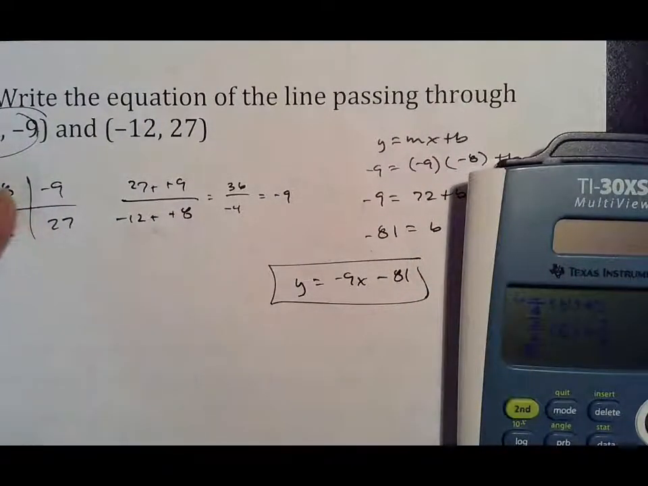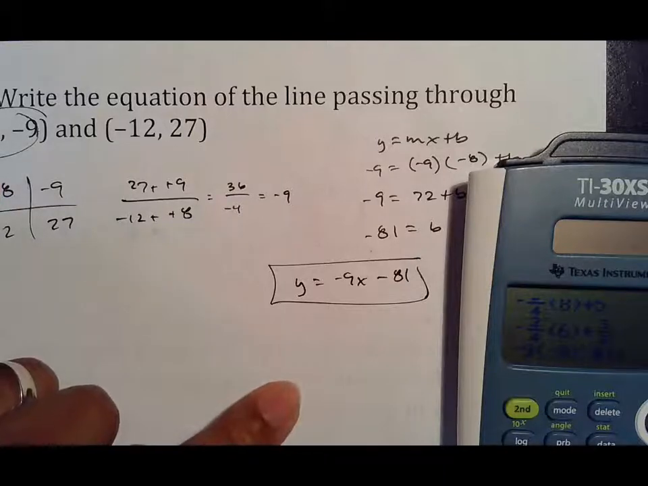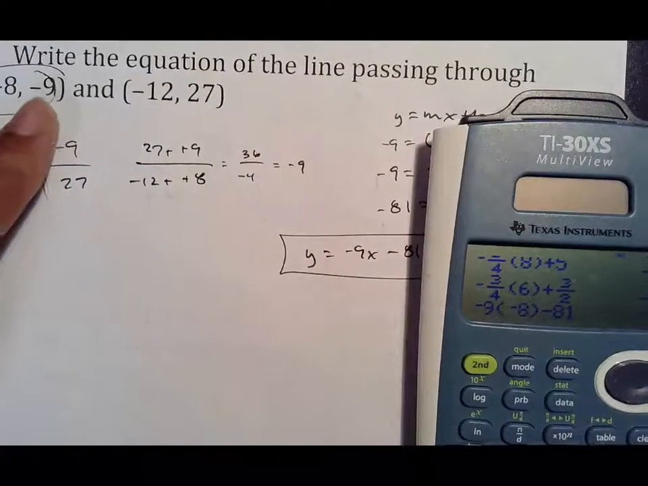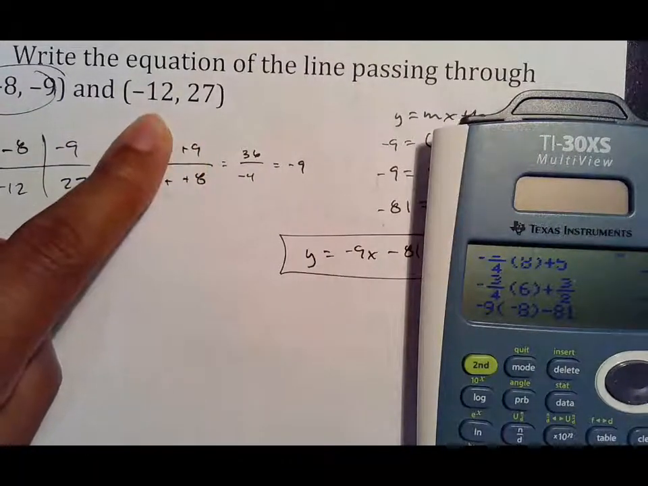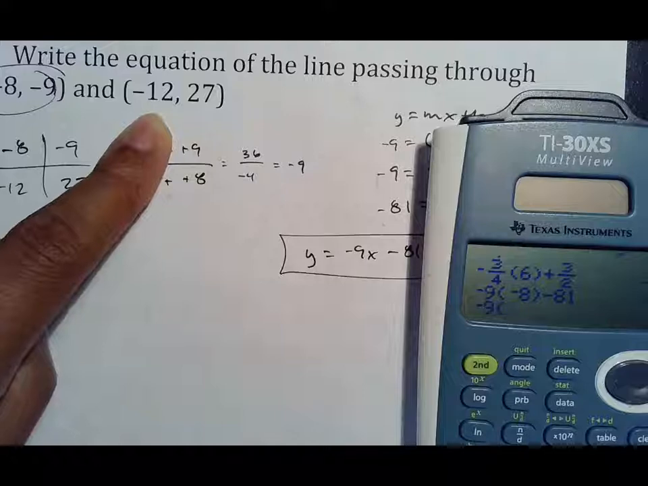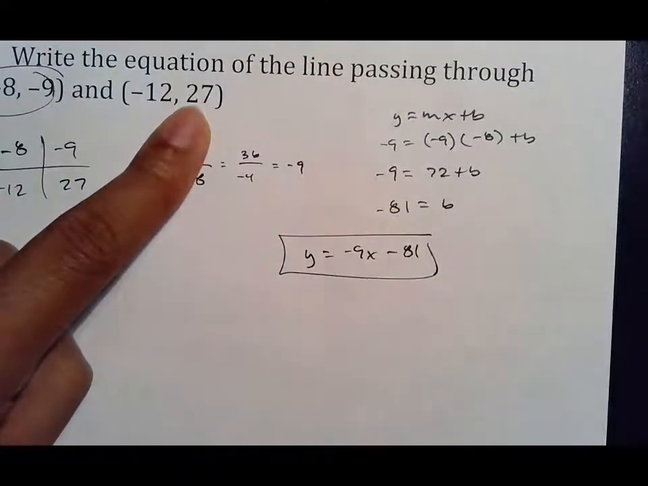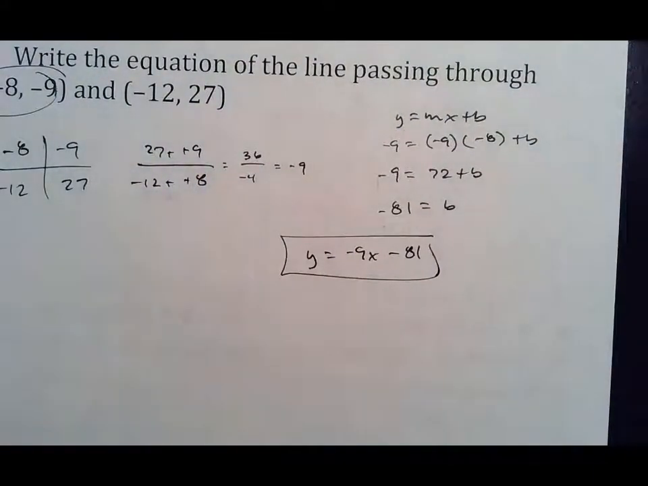Again, the good news is I can check it. Negative 9 parentheses negative 8 minus 81. Cross my fingers. Notice how I get negative 9, which is what I'm supposed to get here, and it should work on both of them. Negative 9 times negative 12, close, minus 81 equals 27, which means my answer is right.